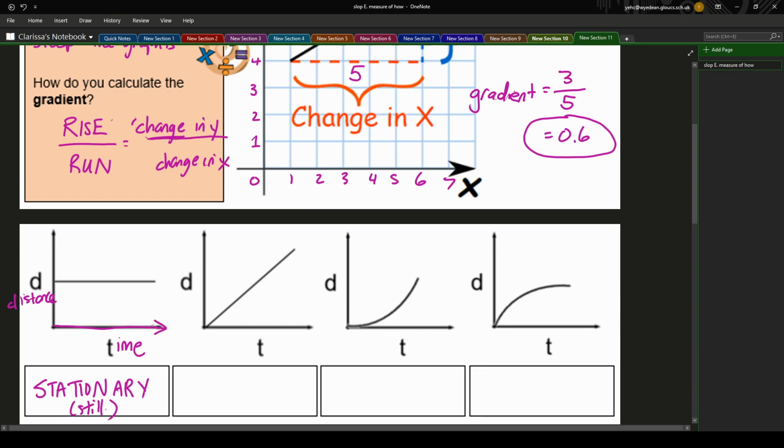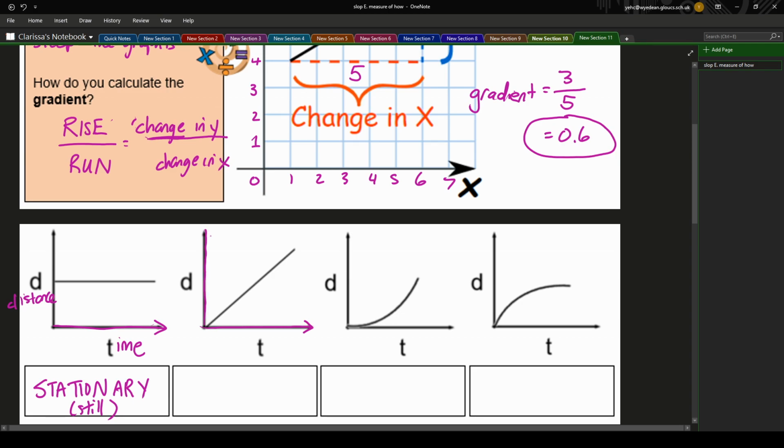Still, not moving at all. So whenever you see a flat horizontal line for a distance time graph, that means the object has stopped moving. Now let's look at other graph shapes for a distance time graph and analyze what the motion is going to be. So as time increases, we also do see distance increasing.